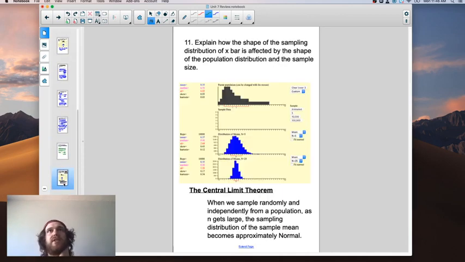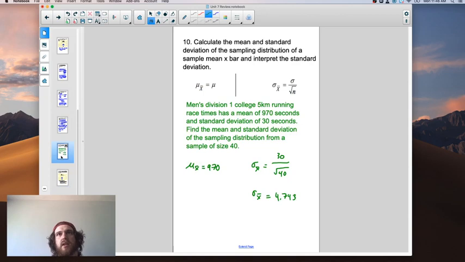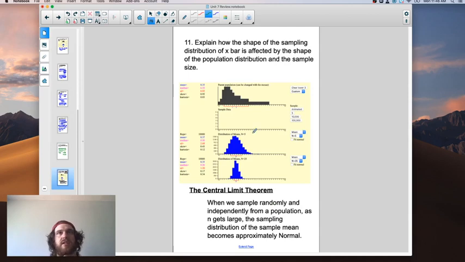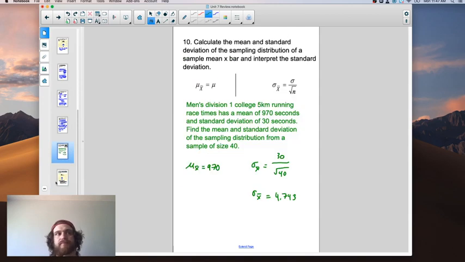Number 11 says, explain how the shape of the sampling distribution of x bar is affected by the shape of the population distribution and the sample size. I guess we could have talked about this earlier. That would have made more sense with the variability thing. But basically, right here, notice that I did not tell you the shape of the distribution, right? I said we're sampling from all 5-kilometer running times for Division I college athletes. We don't know what the population distribution looks like. So we can't just jump into normal calculations for individuals from the population.